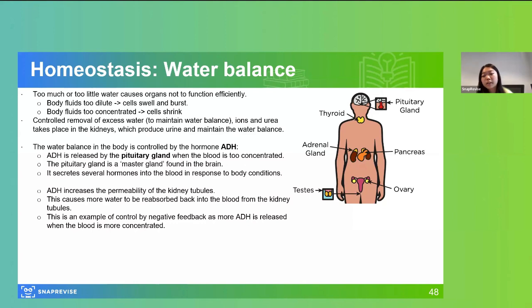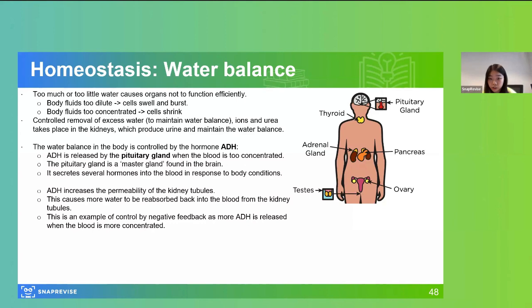So if our body fluids are too dilute, so if there's too much water, this goes all the way back to our transport topic, osmosis. If there's too much water in our body, water is going to go into our cells through osmosis, causing the cells to possibly burst. The opposite might happen if there's too little water in our body. Water is going to move out of the cells through osmosis, and the cells could shrink. Therefore, it's so important that we coordinate the water balance.